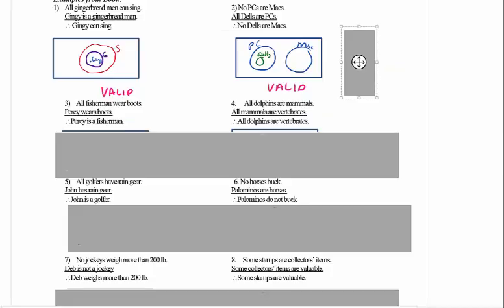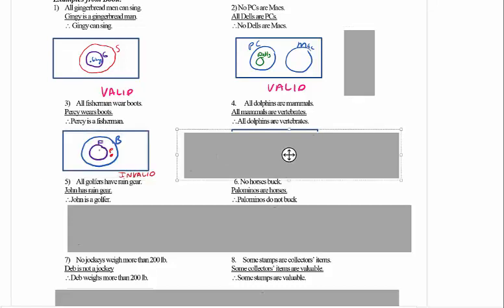So going to number 3, all fishermen wear boots. So all fishermen has to be inside the wear boots. Percy wears boots. I have 2 choices of where to put Percy. So I want it to be where it's invalid, and so I pick it so it does not work for the conclusion. Going to number 4, all dolphins are mammals.